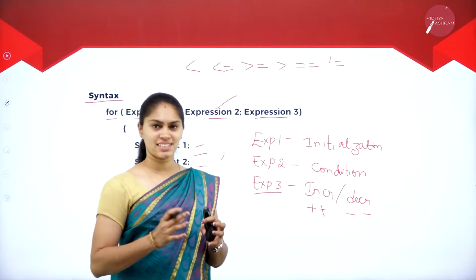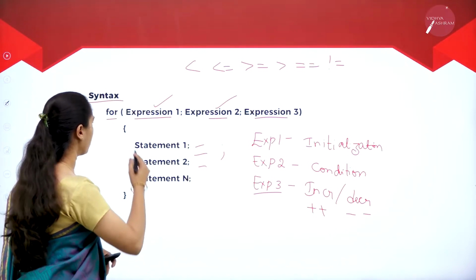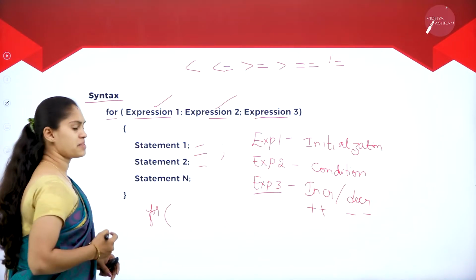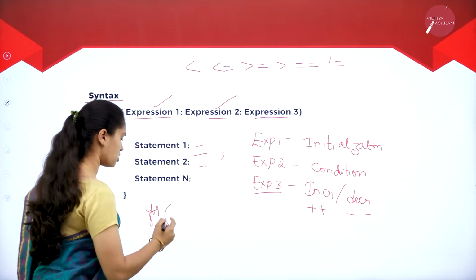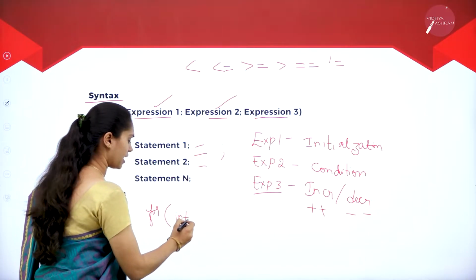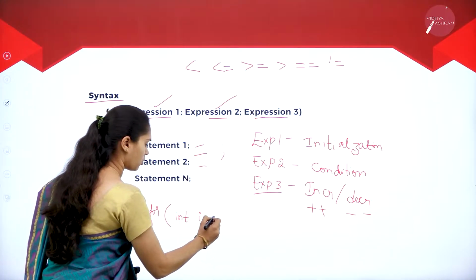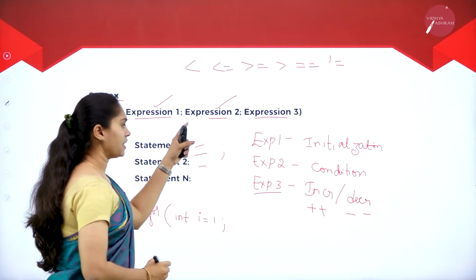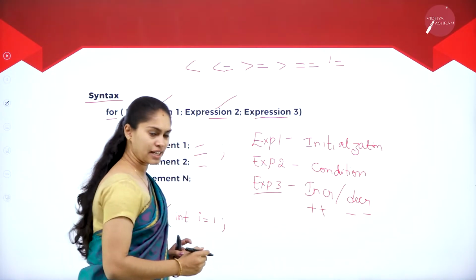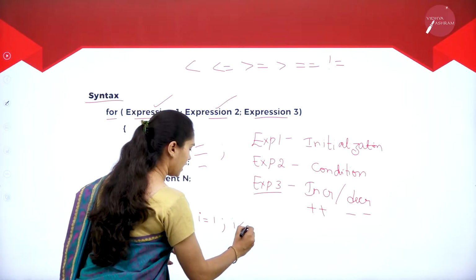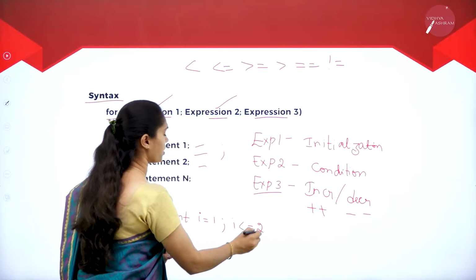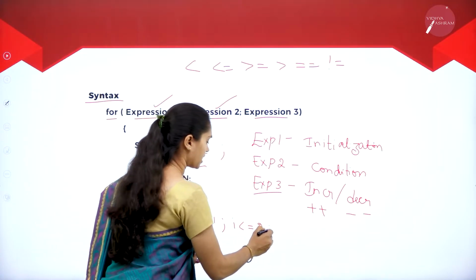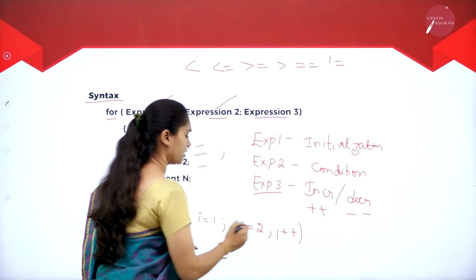Now we'll see one example to make you understand this for loop. Let me write the keyword for, and after that, in expression 1 we are going to use it for the purpose of initialization. So let me take the integer variable int i = 1. After that I have to put a semicolon, and expression 2 represents the test condition. So let me take the condition i <= 2. Here I am using a relational condition. After that, in expression 3, I am just going to increment the variable.